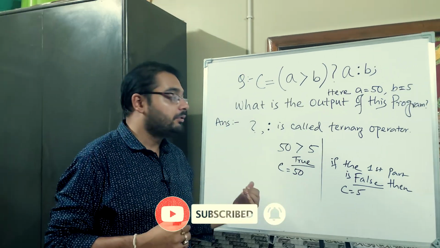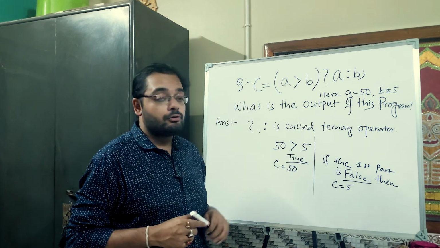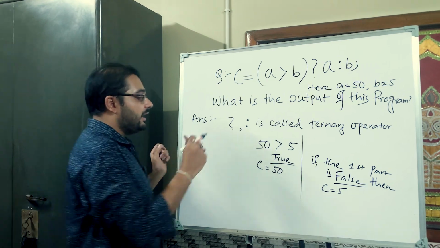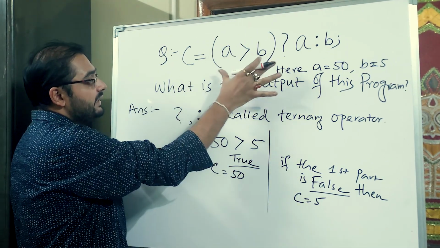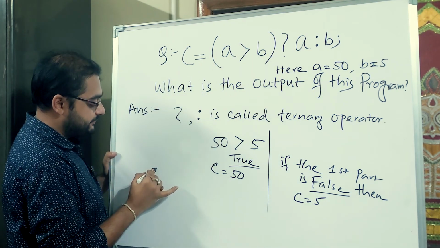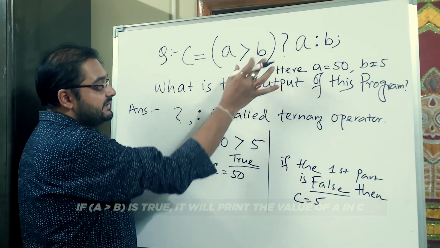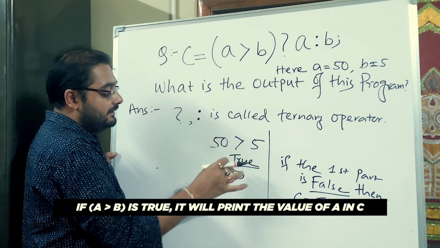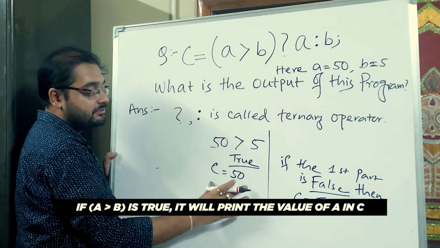So here, coming to the board, we can see the program, and we need to find the output of this program. First of all, the ternary operator means this question mark and colon. First, we check this part: A greater than B. The value of A is 50, so 50 greater than 5. If this part is true, then the value of A is put into C. That means C is equal to 50.